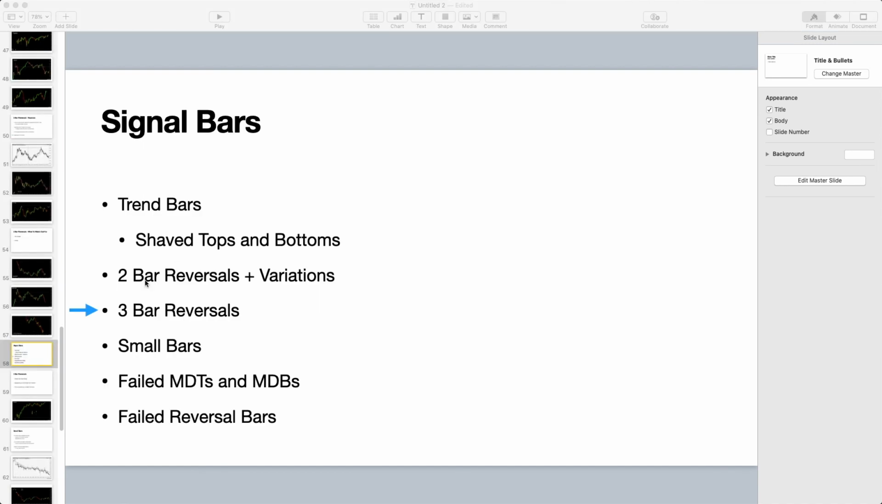So I talked about trend bars and 2-bar reversals and variations. I'm going to call it here for part 1 and leave the next 4 sections for part 2, just so that the video doesn't get too long.